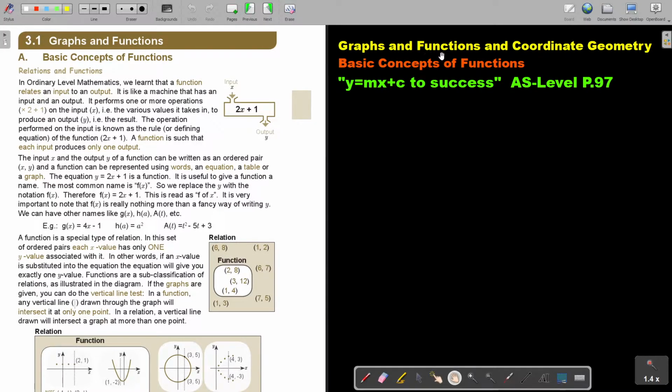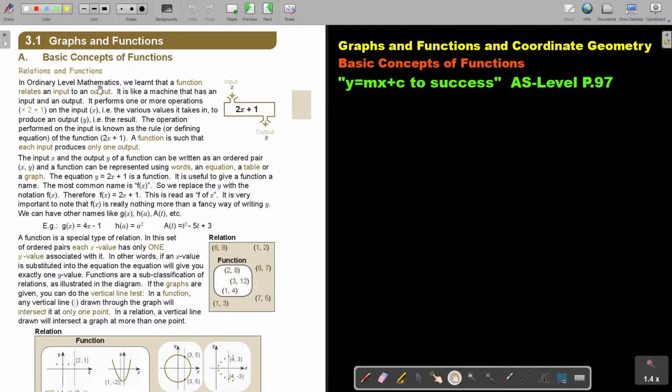Graphs and functions and coordinate geometry. In this video, we will focus on the basic concepts of functions. You will find this on page 97 in the Namibian AS-Level Mathematics textbook, y equals mx plus c to success. The basic concepts of functions, relations and functions.